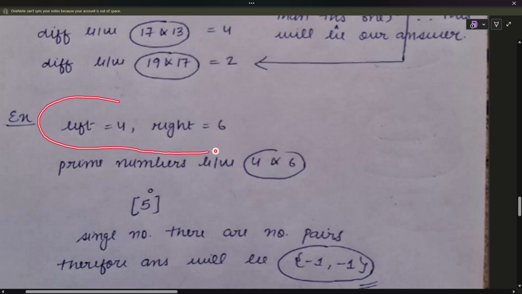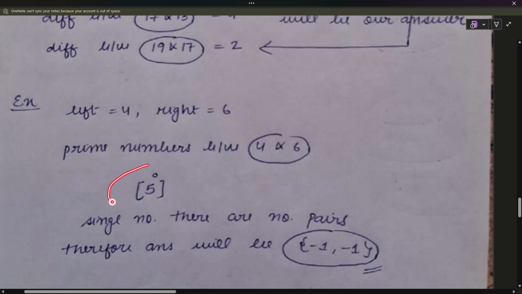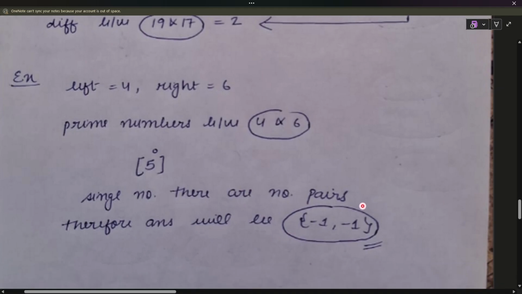Now just see another example. Here left is 4 and right is 6. So only 5 is between them. 5 is the only prime number which is between 4 and 6, so 5 doesn't form a pair. So what will be our answer? It will be minus 1 comma minus 1.